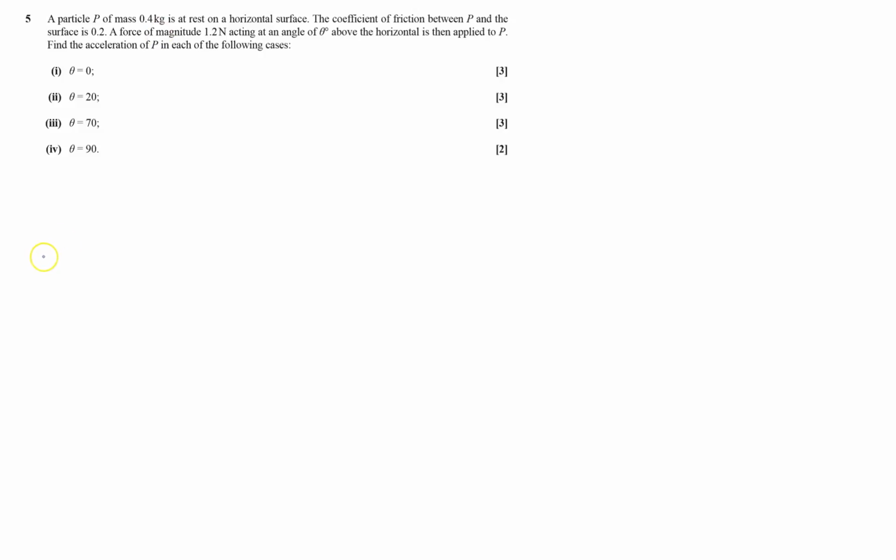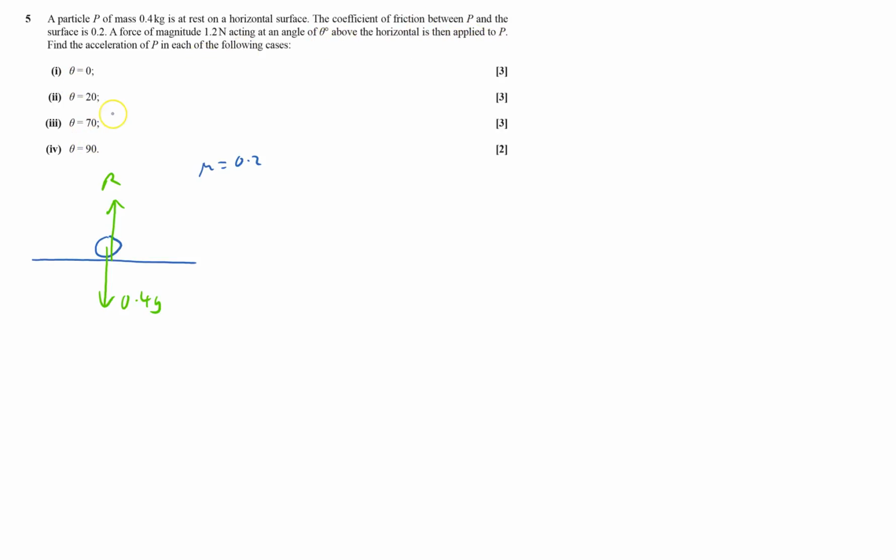Okay, so we've got a particle of mass 0.4 kilograms that rests on a horizontal surface, so we've got that's 0.4g. It's on a surface, so there'll be a normal contact force R. Coefficient of friction, so I'll put down mu equals 0.2. A force of magnitude 1.2 newtons acts at an angle of theta degrees to the horizontal.